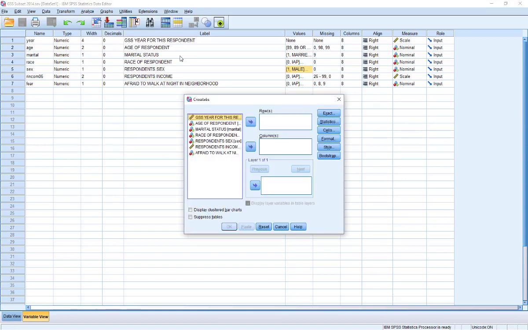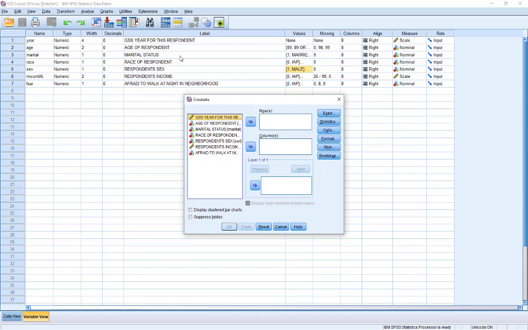And once we do, you can see here we've got our rows and our columns, different layers. We also have the option on the bottom left to display clustered bar charts or suppress the tables. We're going to ignore all of that for right now. All we're really interested in is looking at the relationship between these 2 variables that we've talked about. Again, our independent variable here is going to be sex, and our dependent variable is going to be this measure of fear.